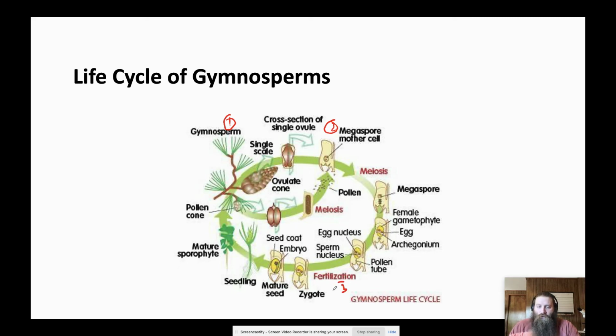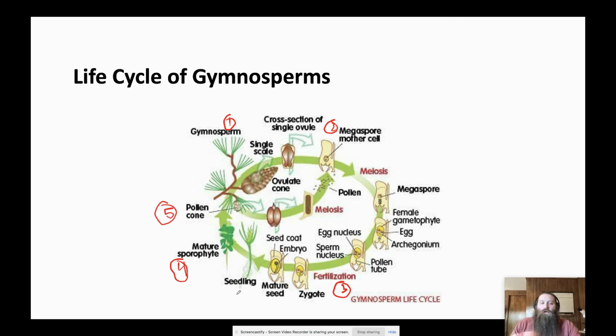So here we have our fertilization. The fertilization leads to a zygote. The zygote becomes a mature seed. It falls on the ground, right? It grows into a seedling. You get a mature sporophyte, and we end up back over here with our pollen cones.